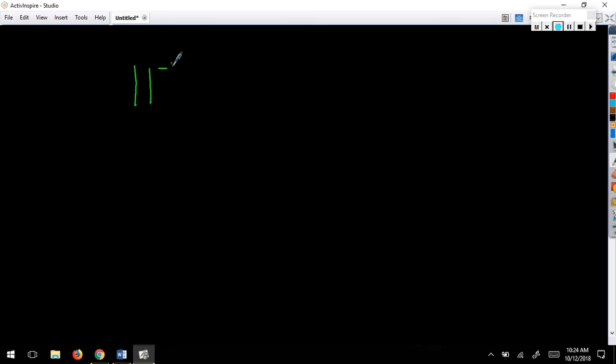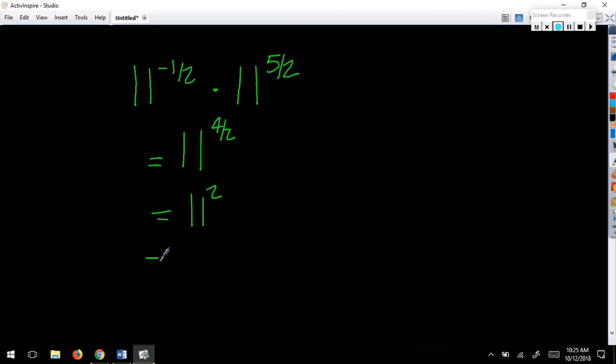Let's try 11 to the negative 1/2 times 11 to the 5/2. I'll give you a second if you'll try this one, and then we'll go over it. The bases are the same, which means I combine the exponents here. So negative 1/2 plus 5/2 would give me 4/2, which is 11 to the second. Again, you can leave it like that, or you can change it to 121 if you want, whatever is best for you.